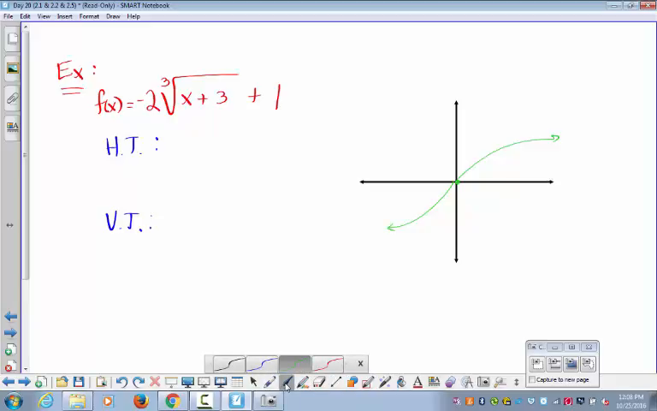How many horizontal transformations are there? Just one, and there's no factoring, so we don't have to deal with that. So this is just a shift left of 3.